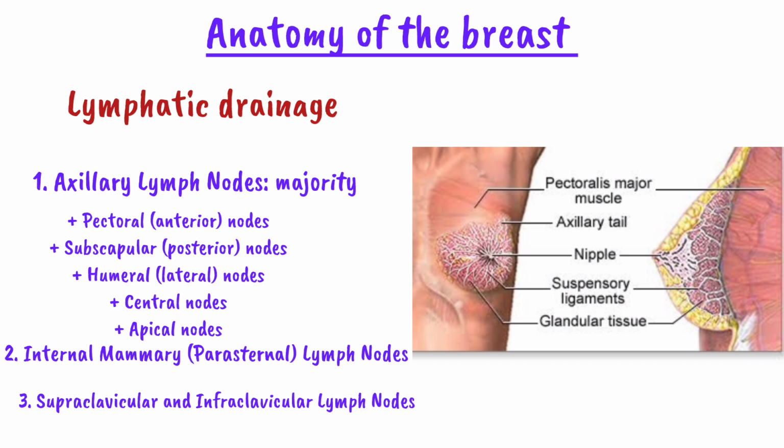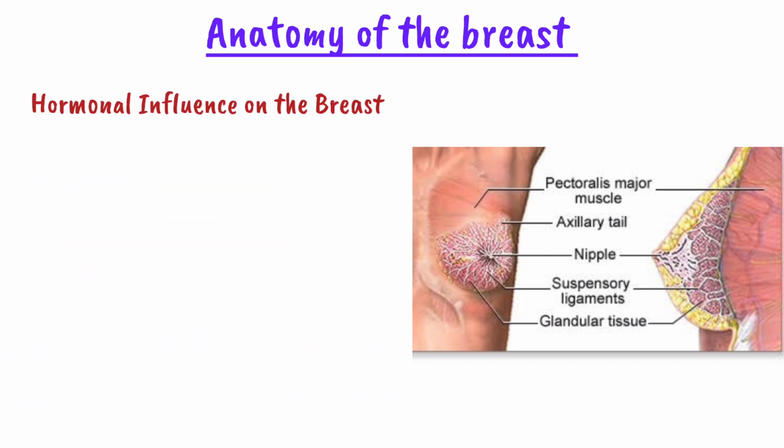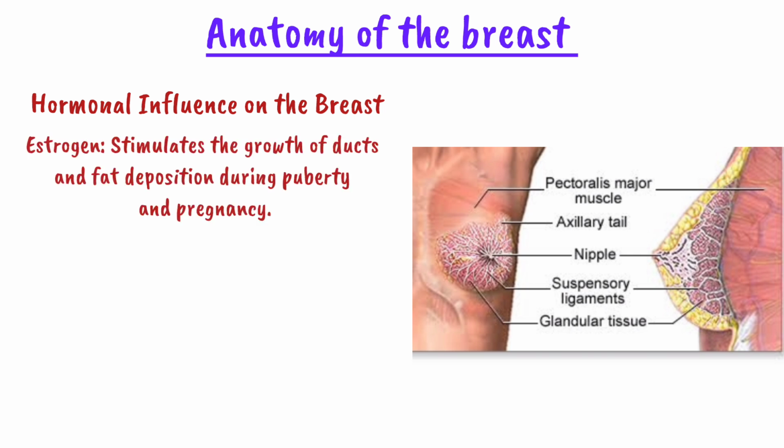Now let's talk about hormonal influence on the breast. The development and the function of the breast are regulated by various hormones. For example, estrogen, which stimulates the growth of the ducts and fat deposition during puberty and pregnancy. So if you want to hold any hormone responsible for the size of your breast, then you have to hold estrogen because it is responsible for fat deposition.